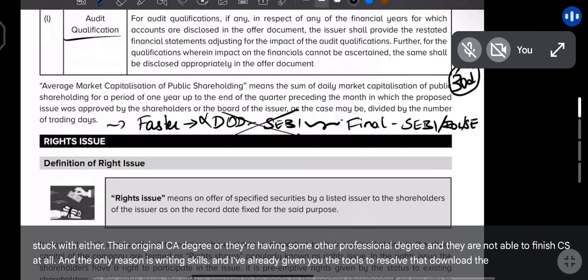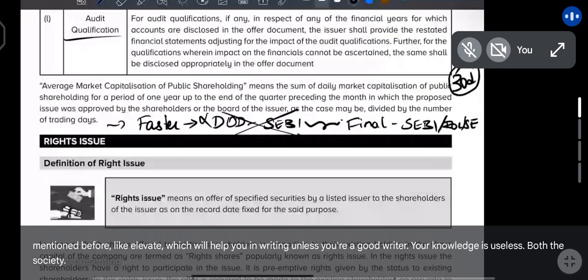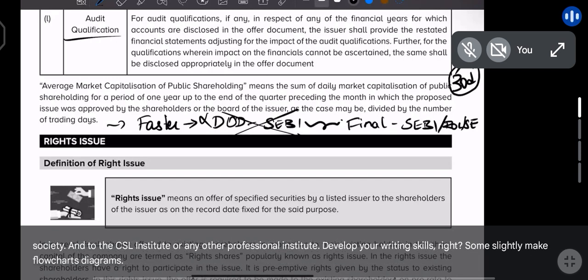And I've already given you the tools to resolve that. Download the apps that I mentioned before, like Elevate, which will help you in writing. Unless you're a good writer, your knowledge is useless, both to the society and to the CS Institute or any other professional institute. Develop your writing skills, write concisely, make flowcharts, diagrams, quote examples, connect topics with each other. That's what's going to get you through this particular examination.